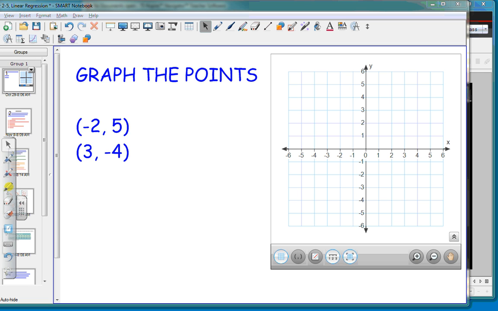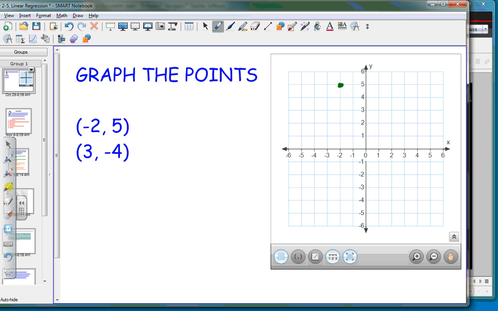Graph the points. How do I graph those points? So tell me, Tristan, what would I do? Start at point 0, 0, go to the left two places, and up 5. So to the left 2, up 5. Do we all see that? There's the point. Yes?